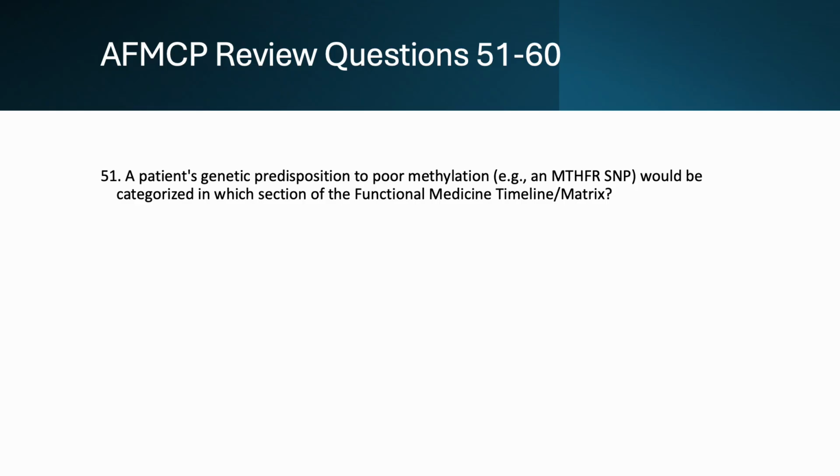Question number 51. A patient's genetic predisposition to poor methylation, for example, an MTHFR SNP, would be categorized in which section of the functional medicine matrix and timeline? A. Clinical indicator. B. Mediator. C. Trigger. D. Antecedent.